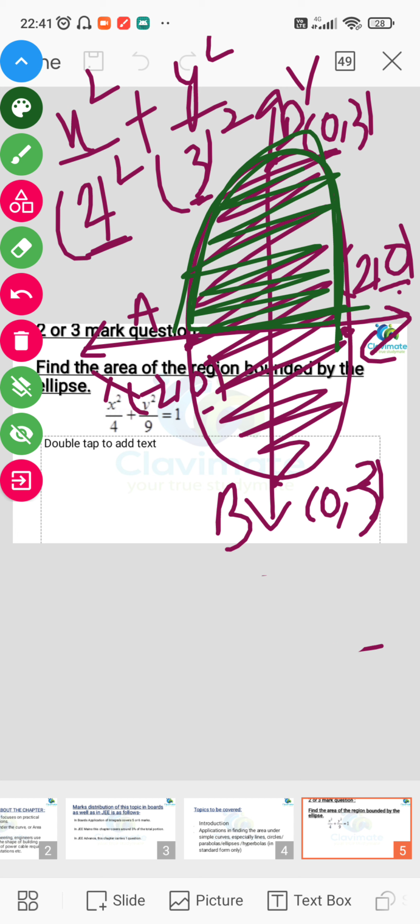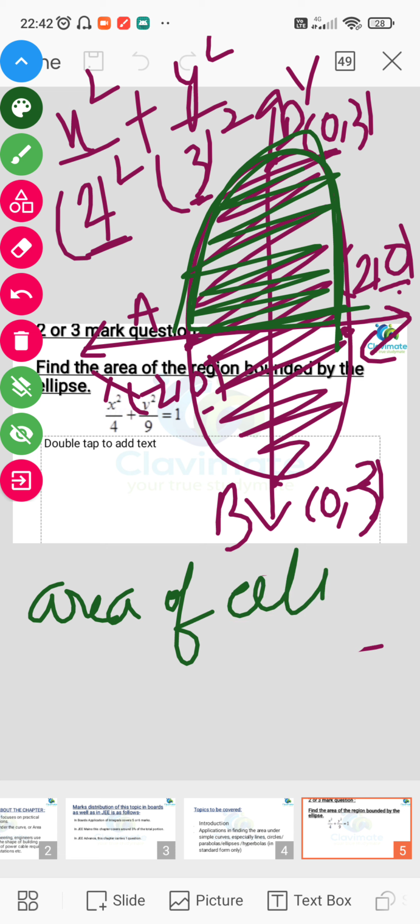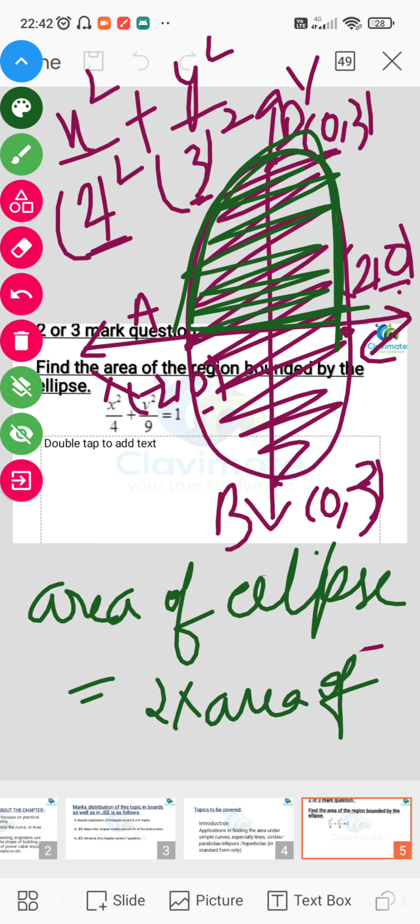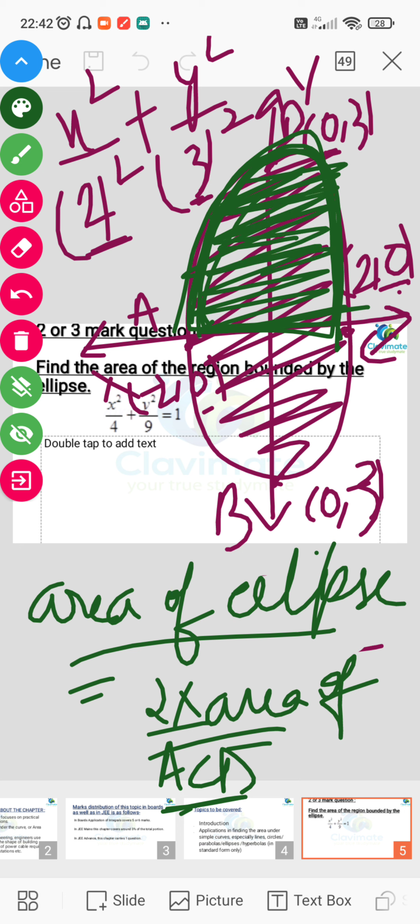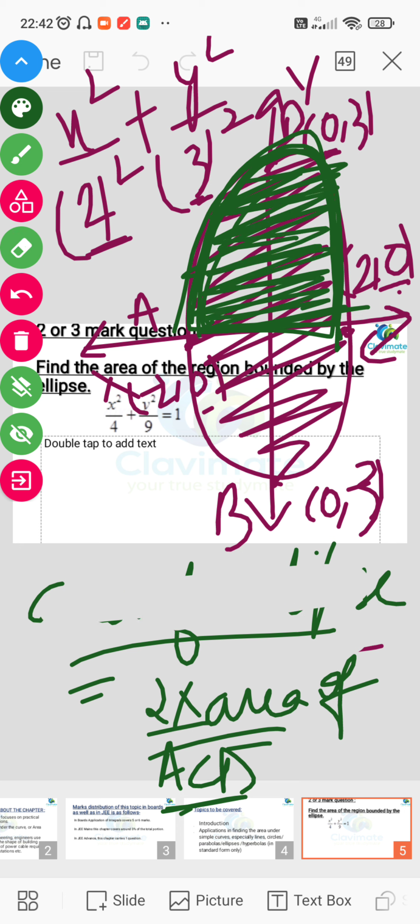Can I write the area of the ellipse as twice the area of ACD, because the area of ADC is equal to the area of ABC? So the area of the ellipse is twice the area of ACD. Now let us find the area of this portion, the portion covered with the green region. Let us find the area of this region.